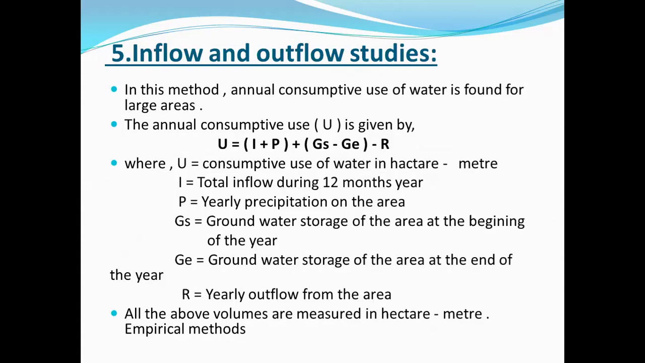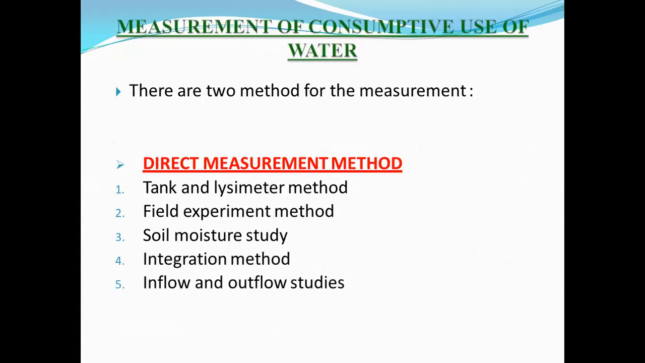There are different types of measurement, which include direct measurement methods. First we saw the tank and lysimeter method. Second, the field experiment method. Third, soil moisture studies. Fourth, the integration method, and fifth, the inflow and outflow studies.